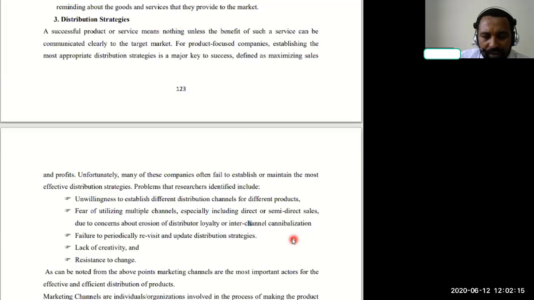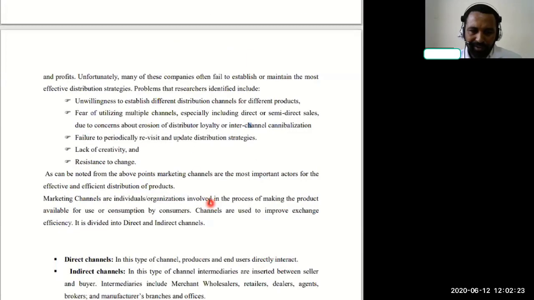Because of these different reasons, companies fail to establish a more reliable distribution channel. So this sometimes increases the cost of the organization. If the cost of the organization increases, their profit decreases.